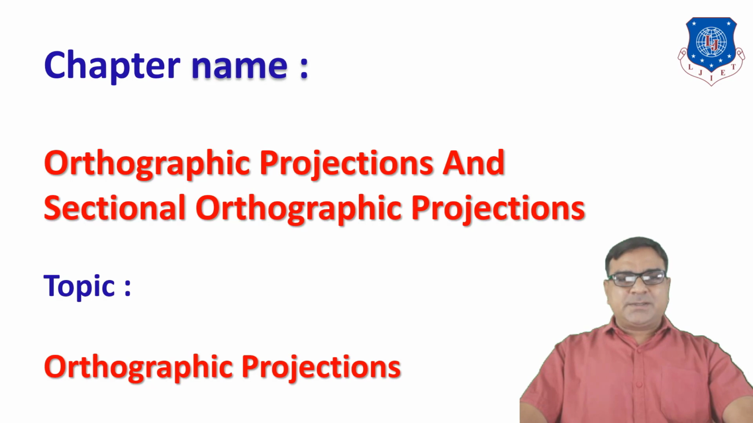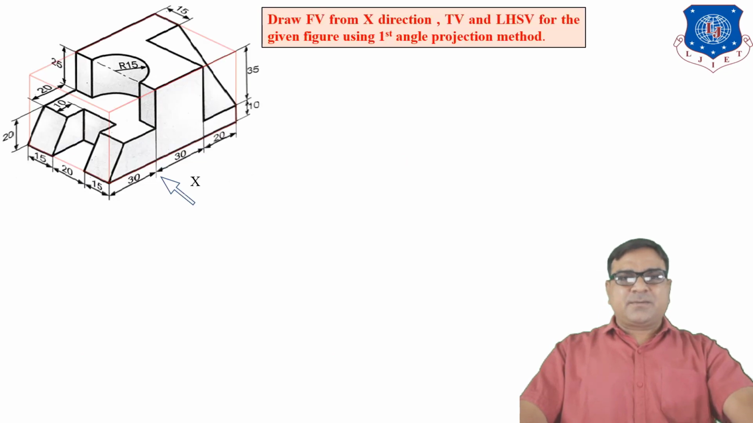Our today's topic is orthographic projections, from the chapter orthographic projections and sectional orthographic projections. Today we will see problems of orthographic projections, how to convert a 3D drawing into 2D projections. So we are taking one problem: draw the front view from the X direction, top view and left hand side view for the given figure using the first angle projection method.